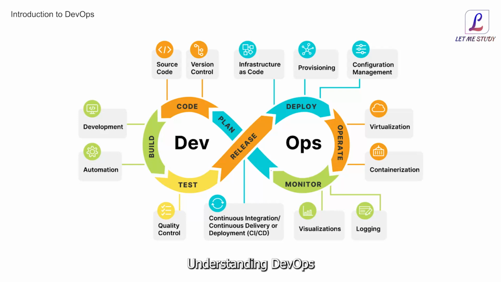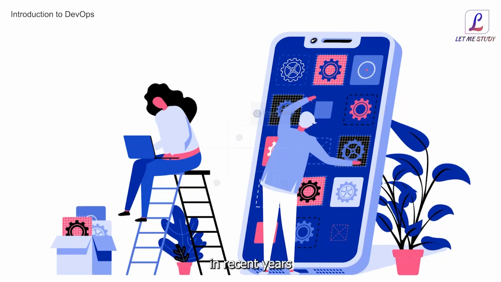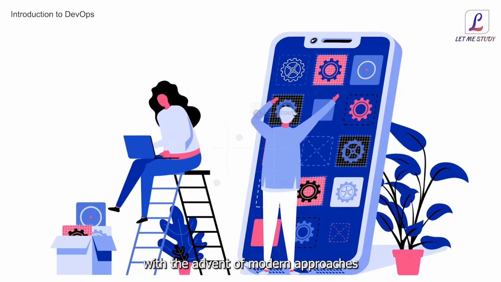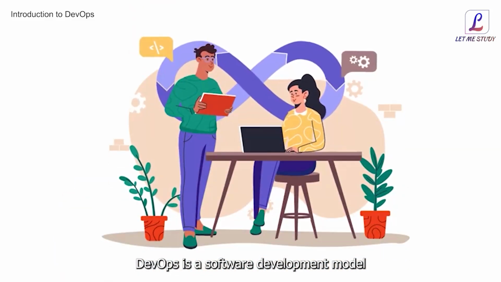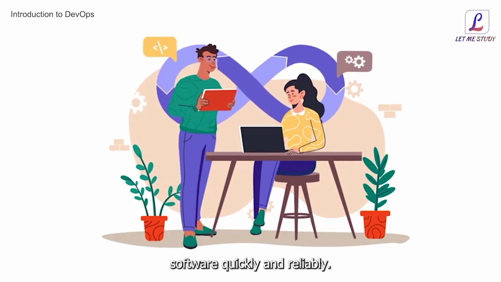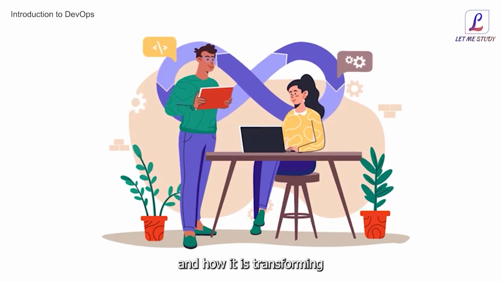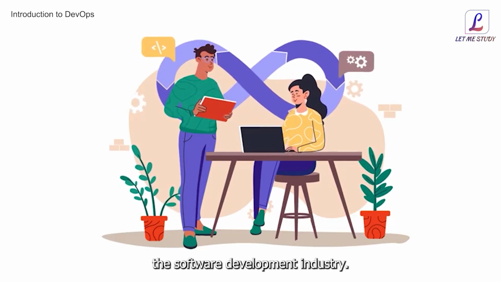Understanding DevOps, the key to efficient and effective software development. Software development has come a long way in recent years with the advent of modern approaches like DevOps. DevOps is a software development model that focuses on creating high-quality software quickly and reliably. In this video, we will dive deeper into DevOps and how it is transforming the software development industry.